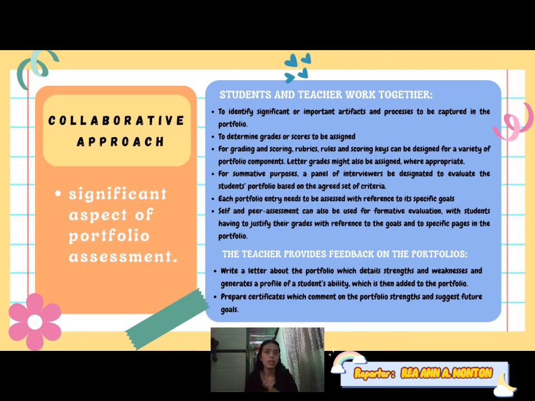Next is for summative purposes, a panel of interviewers be designated to evaluate the student's portfolio based on the agreed set of criteria. Next, each portfolio entry needs to be assessed with reference to its specific goals. Next, self and peer assessment can also be used for formative evaluation, with students having to justify their grades with reference to the goals and to specific pages in the portfolio.